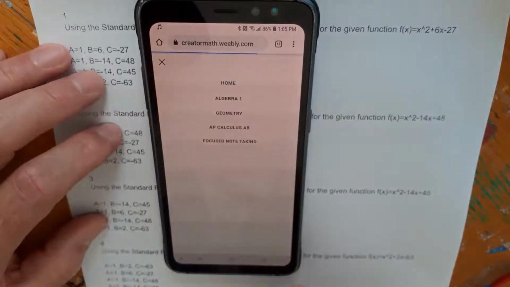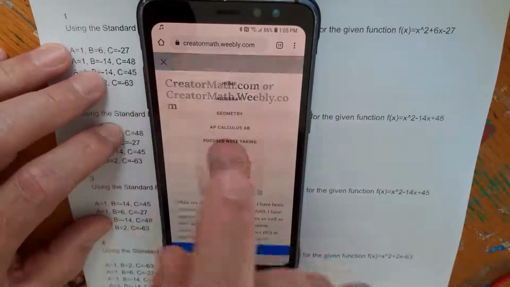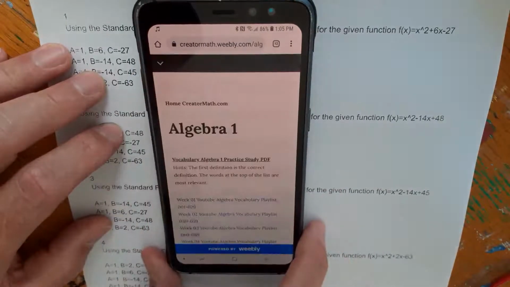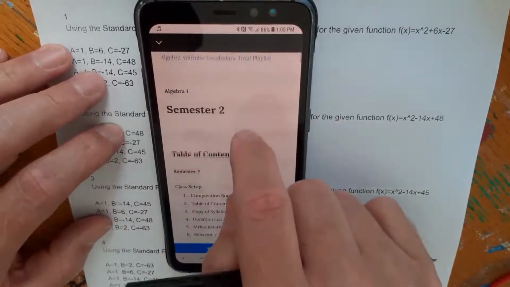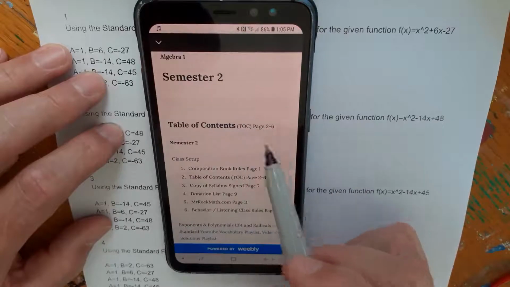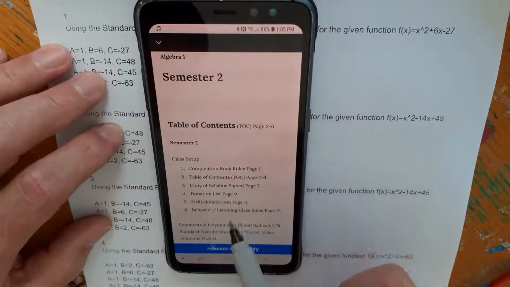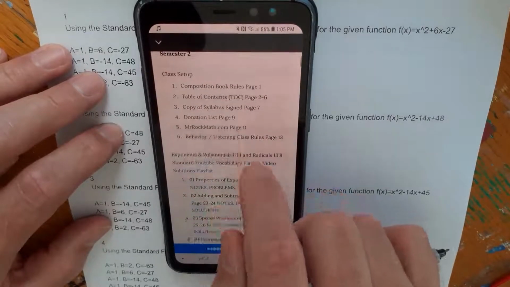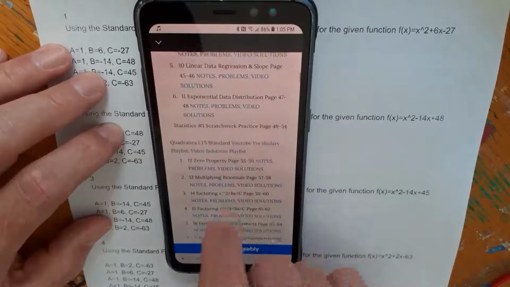Here's what the home page looks like. That's how you know you're on the right site. Go to Algebra 1. Pass by the vocabulary. This is all vocabulary here. Get to Semester 2. This entire table of contents should have been copied into your composition book on pages 2 through 6 long ago. Every page gets copied. Every line gets copied in. It should be about 2 to 3 pages.